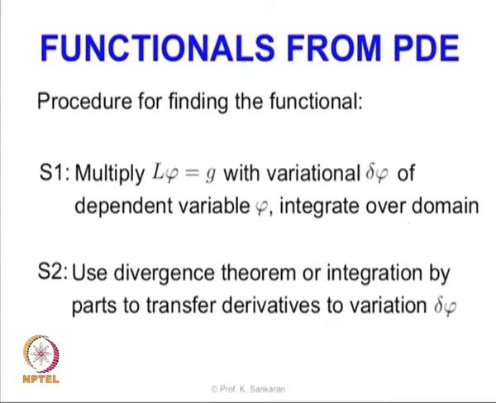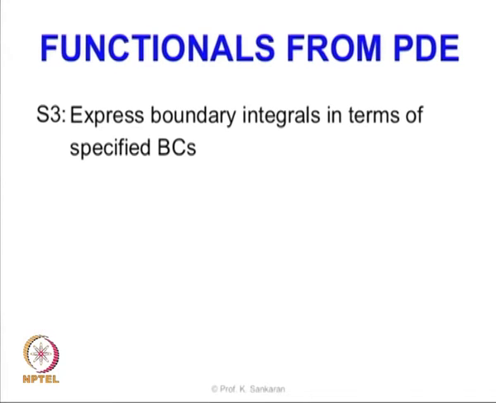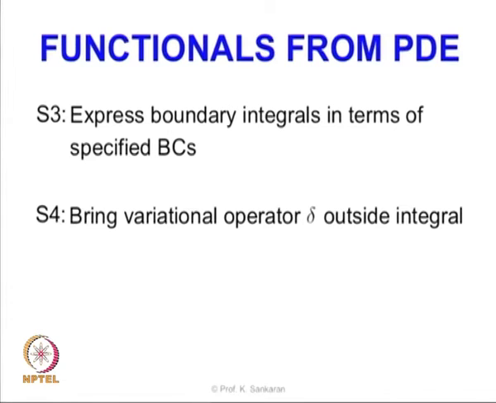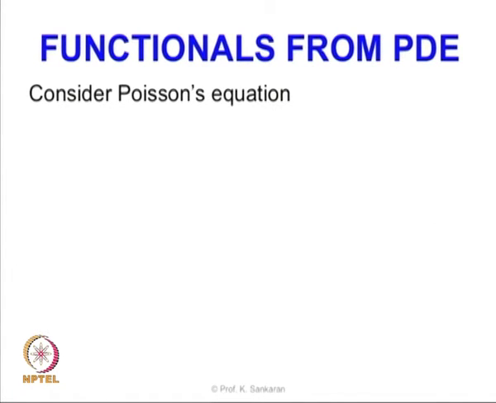The second step is to use the divergence theorem or integration by parts, either of them, because they both lead to transferring the derivatives to the variation itself. I don't want the derivatives to sit on very difficult expressions, so I want to transfer them to the variation itself so it becomes mathematically easy. Then step 3 is to apply the boundary conditions on those terms and bring the variation operator outside so as to get the final functional. So I am going to do this on this particular expression.